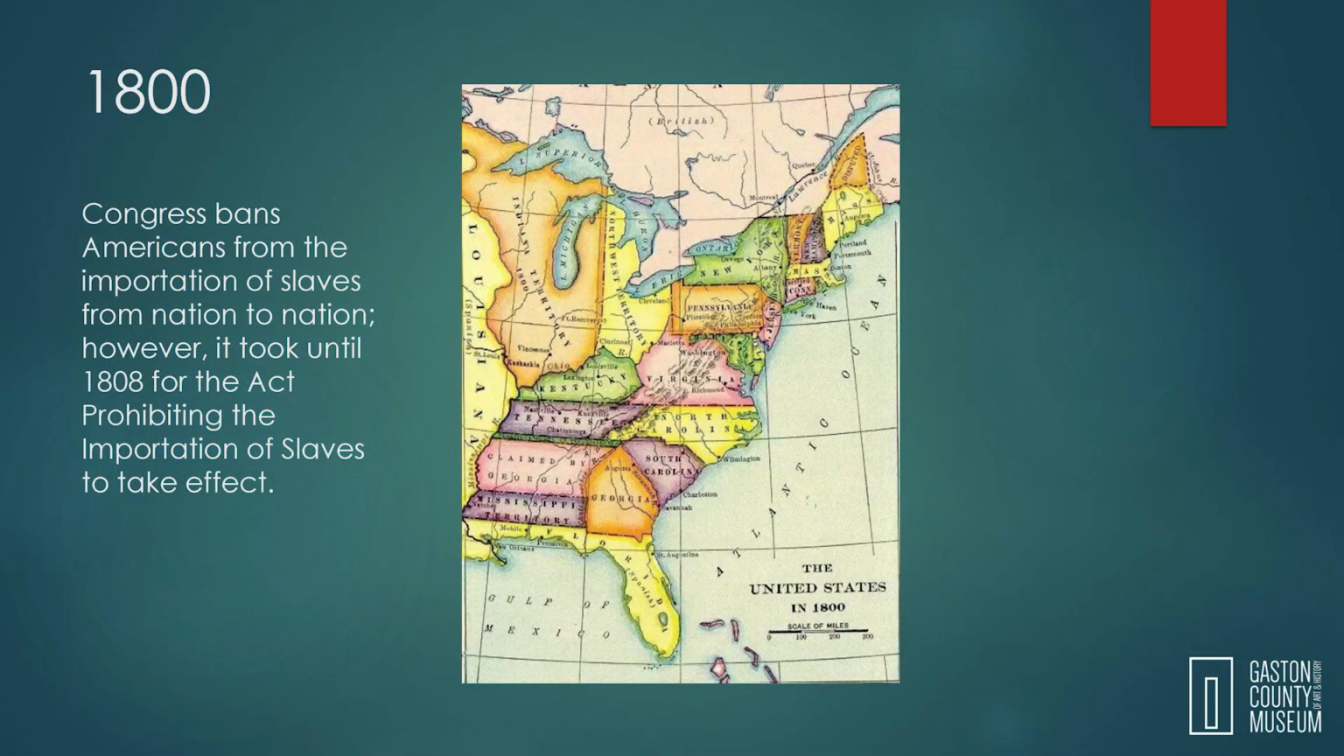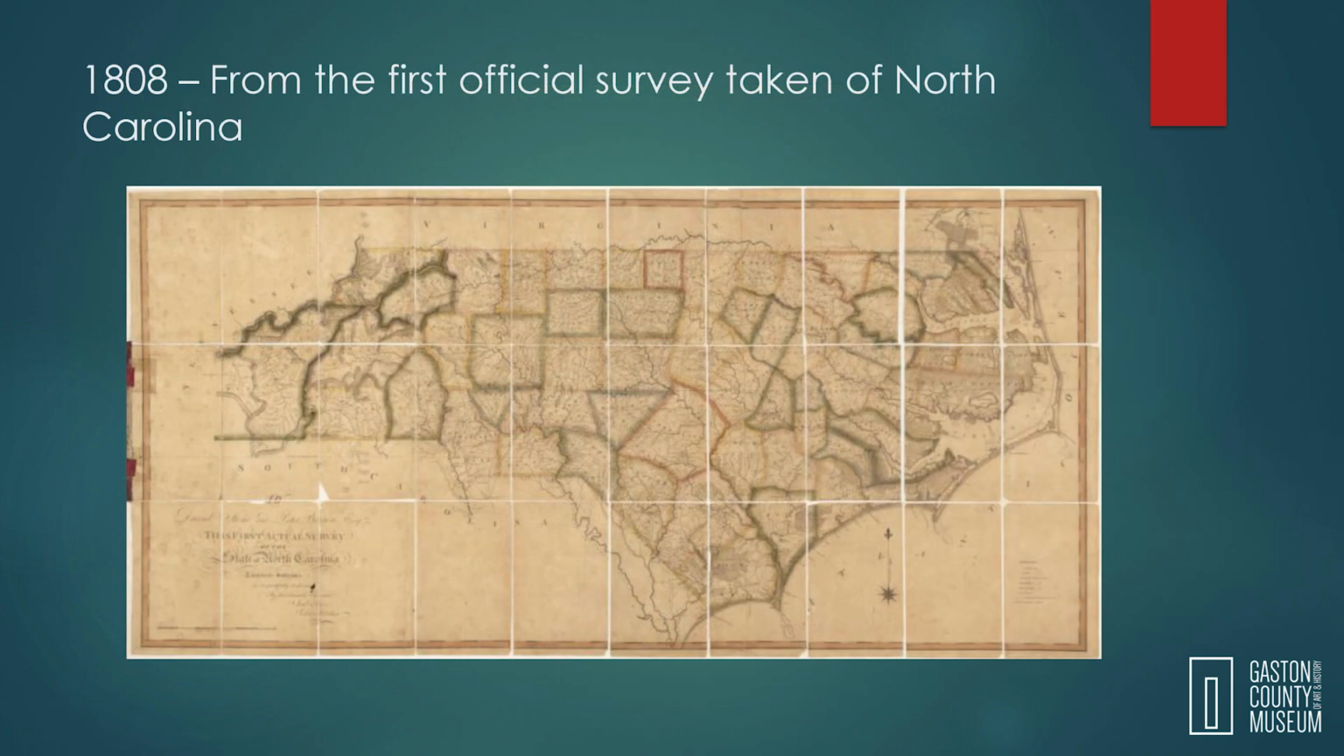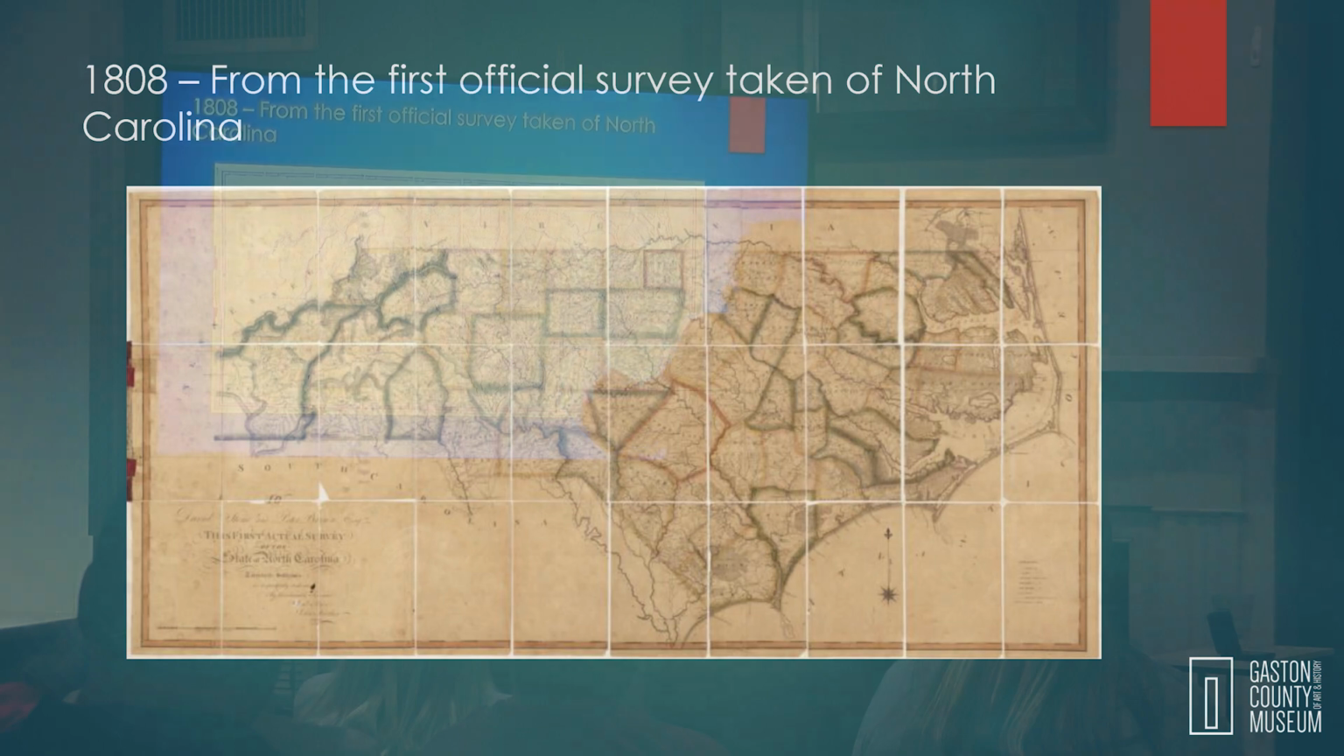In 1800, Congress said that you can't import slaves from nation to nation, but it took 8 years before everybody got the word, and even after that, we think it still took place. This was the first official survey of North Carolina. It looks pretty good. There's Lincoln County. We're missing Cherokee County out there.